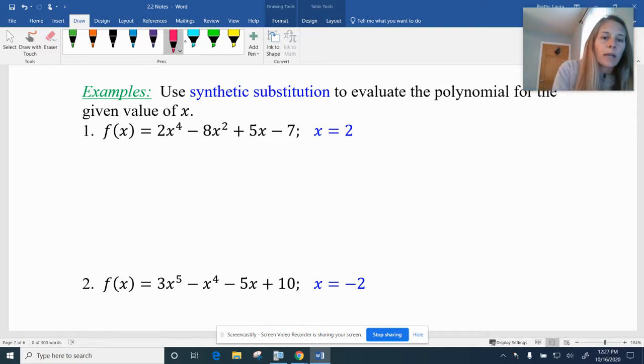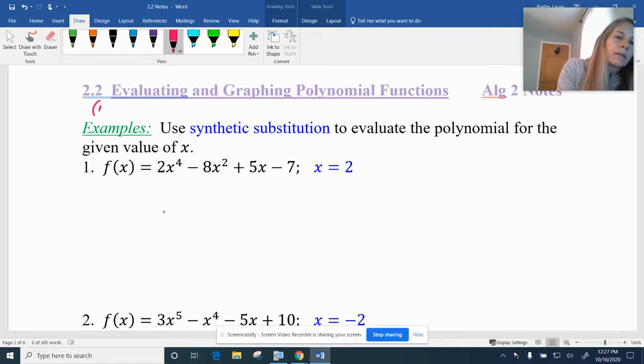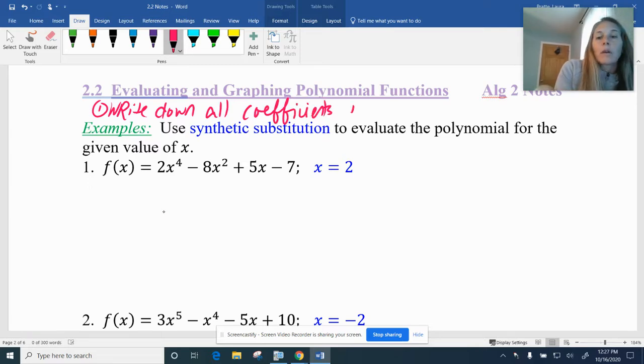Okay, so the first thing that you have to do here with synthetic is write down all coefficients in order from the highest all the way down to the lowest, okay? So we'll notice here we have x to the 4th, x squared, x, and then you have your constant, okay?